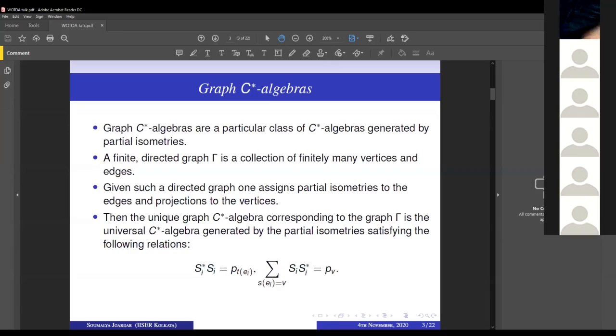So this is our non-commutative analog of a topological space. Once we have this non-commutative analog of a topological space, what would be the non-commutative analog of group symmetry?